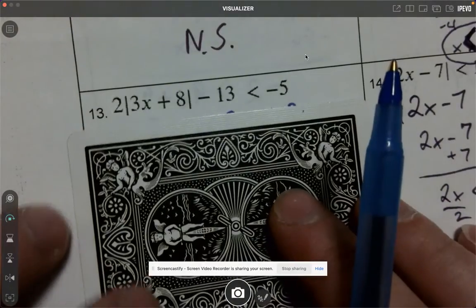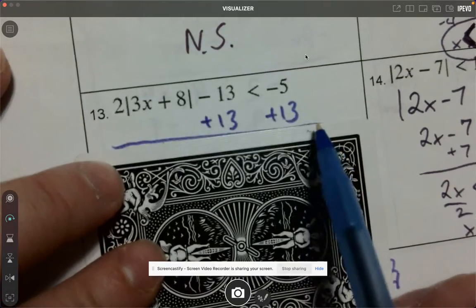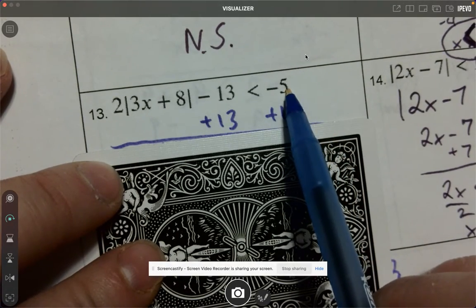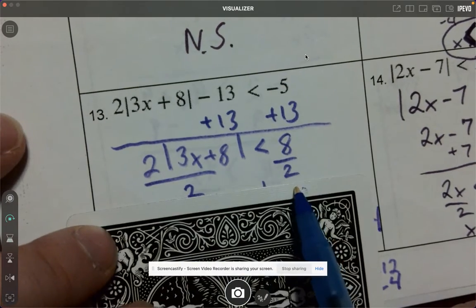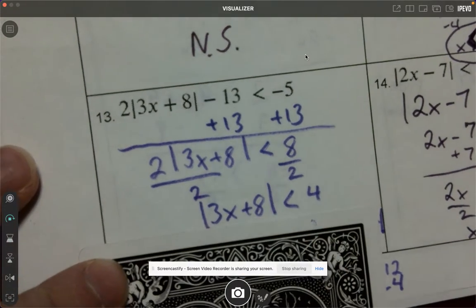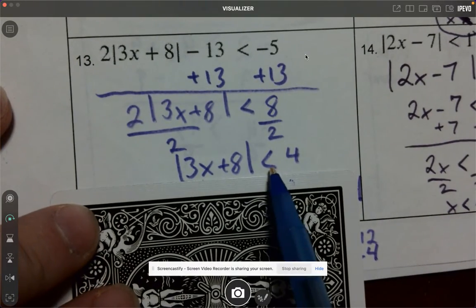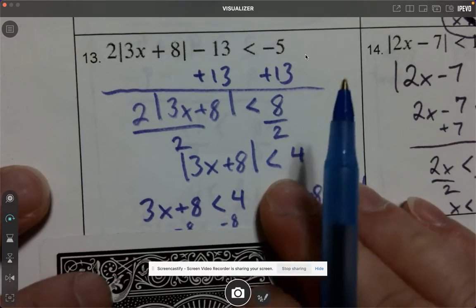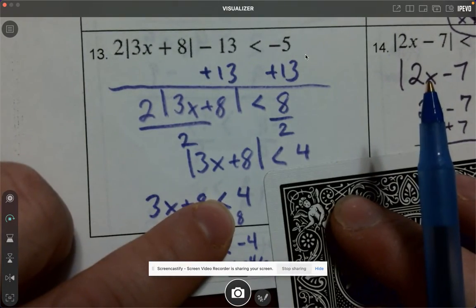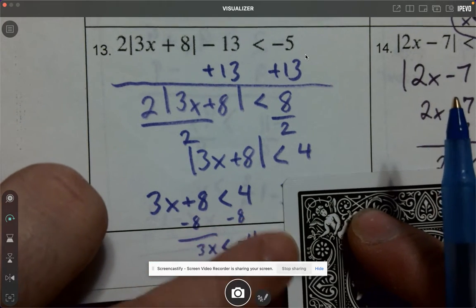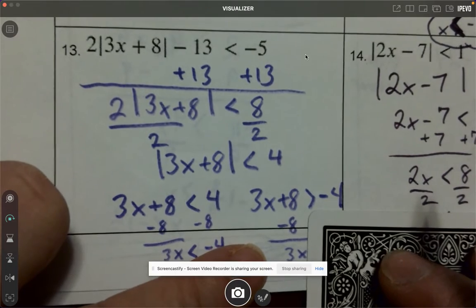Number 13. Hopefully you added 13 to both sides. Now, at first you're like, oh, no solution. But now you're at positive 8. So then you divide by 2, you're at positive 4. There's no dividing by a negative here. But again, you make it x less than 4. So that means when I make it to the other scenario where this stuff's negative, I have to make it greater than negative 4.